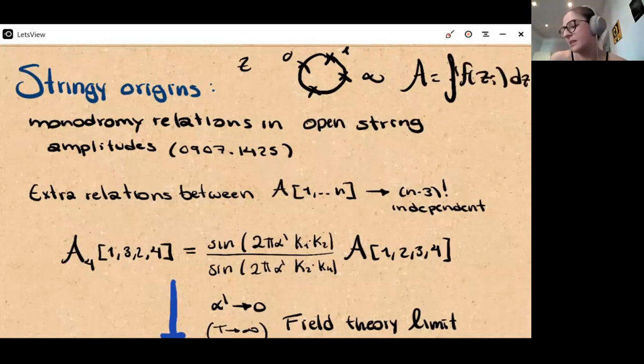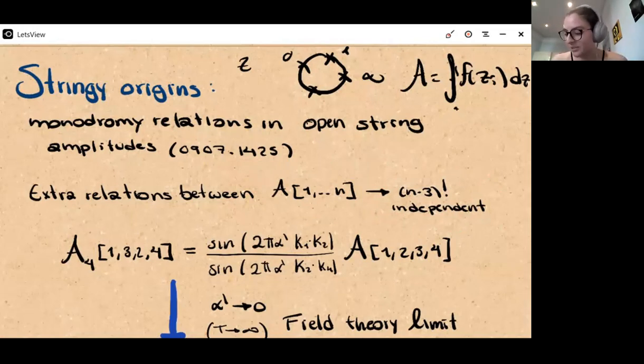But this can be integrated over different contours. And depending on your color ordering, this contour is going to look different in the z plane. So the idea basically, and I'm not going to go into detail in this one, is that if you change your contour of integration and use monodromy relations, you're going to find that there are extra relationships between these color-ordered amplitudes, just out of the structure on the disk for the open strings, which is very neat. And there's a nice proof in this paper if you want to look at it. And surprisingly, this tells you that the number of independent ones is n minus 3 factorial, just like the case in Yang-Mills. But this is for the open strings.